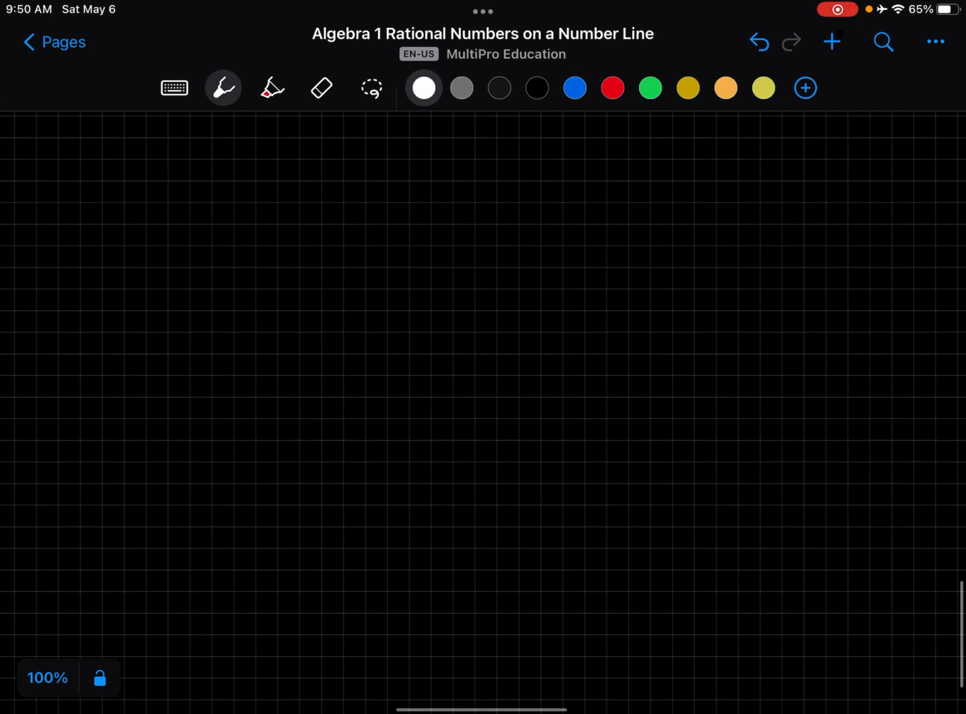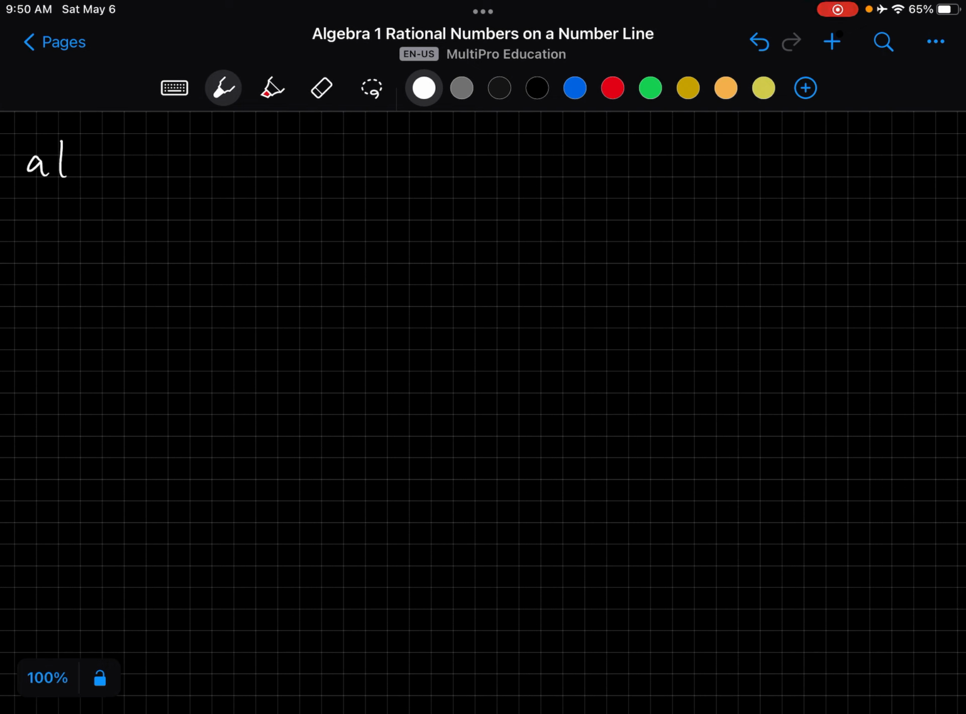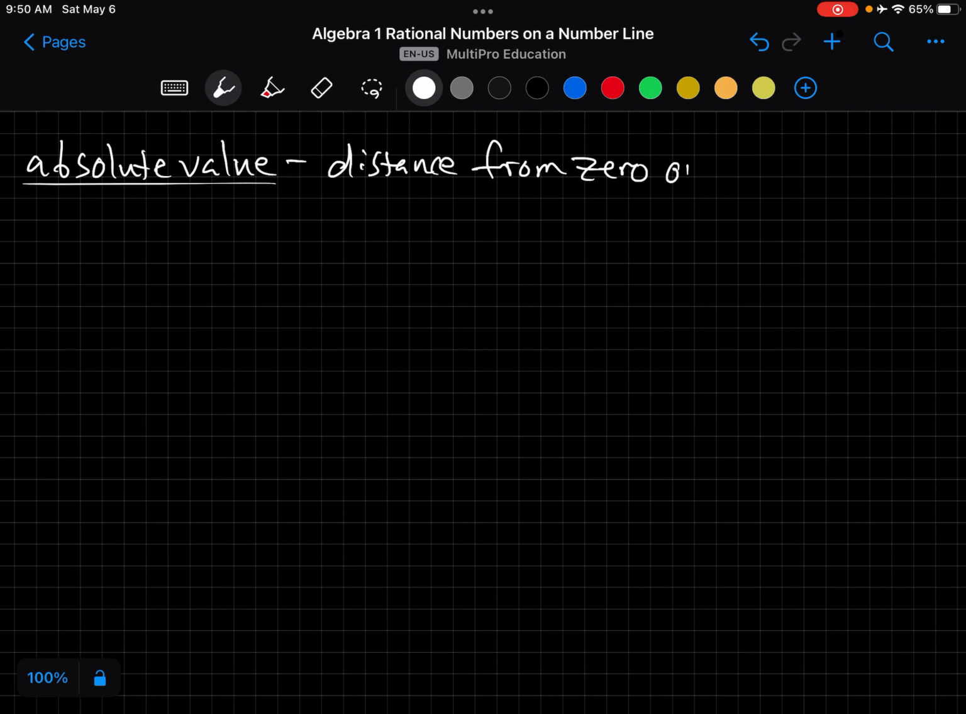All right. Let's look at another definition. Absolute value. This is the distance from 0 on a number line.